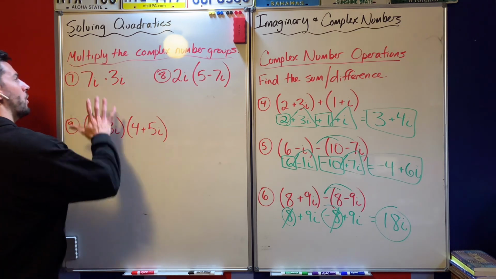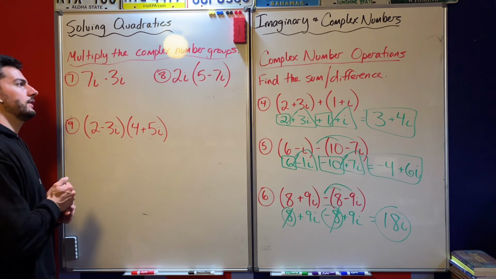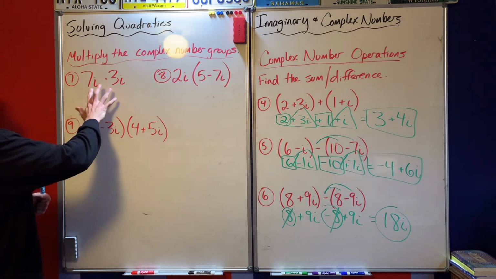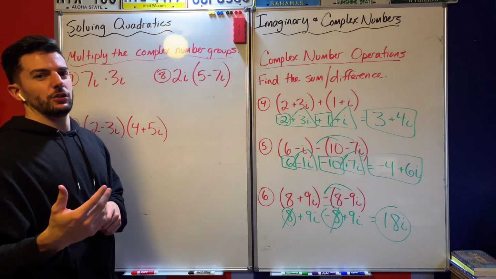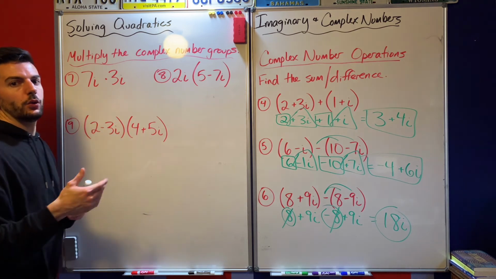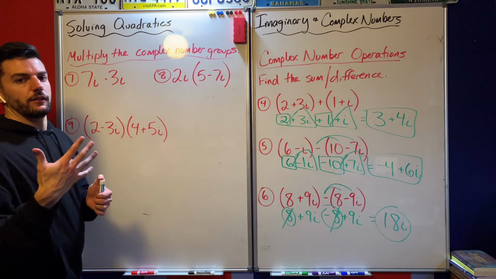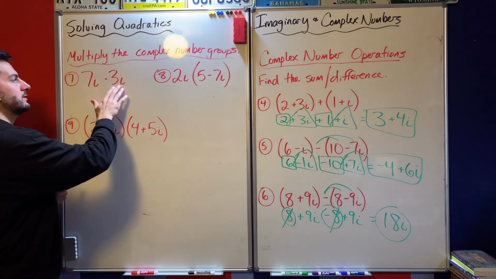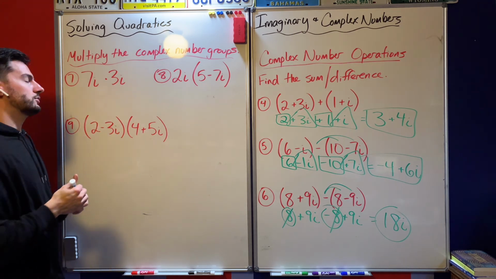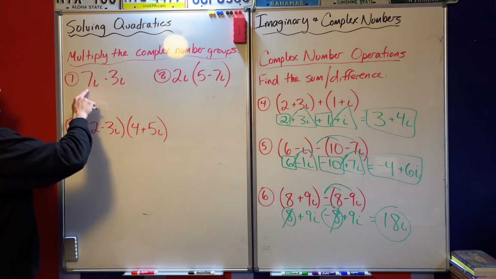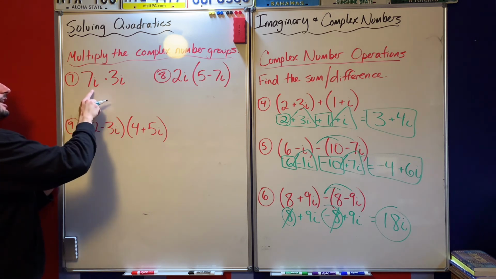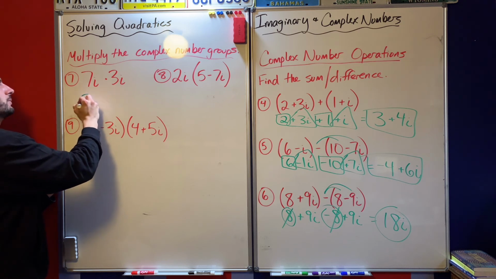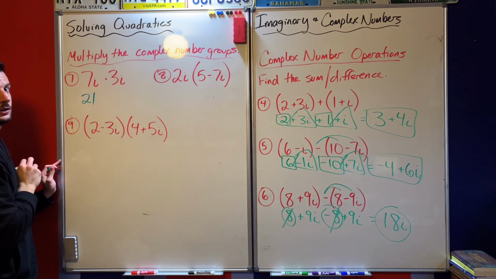Now looking at multiplying these complex numbers, these groups. Again, it's so similar to how you would do it with a variable, like an x. So think of these as 7x times 3x and how you'd multiply those. It's so similar. So 7i times 3i: if you do 7 times 3, you can just multiply those like normal, 21.